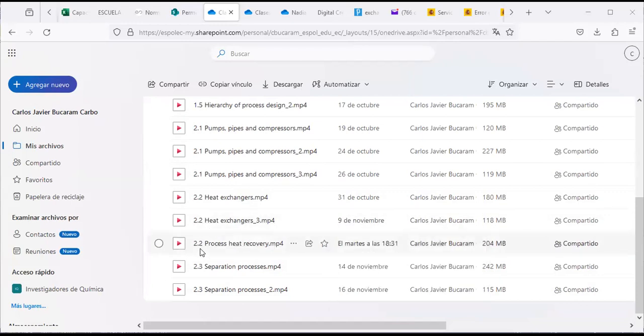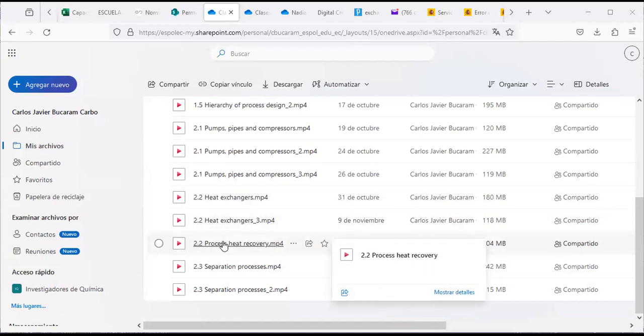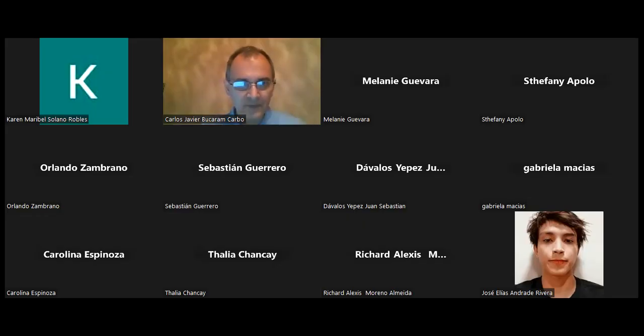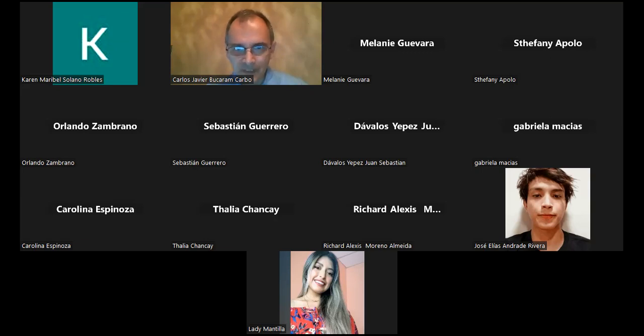So it will be under 2.2 because this is an extension of the discussion of heat exchangers, but now focusing on the recovery of heat. So it's going to be called process heat recovery, in case you want to take a look at the videos later on. Okay, let's move on to what we have for today's class.